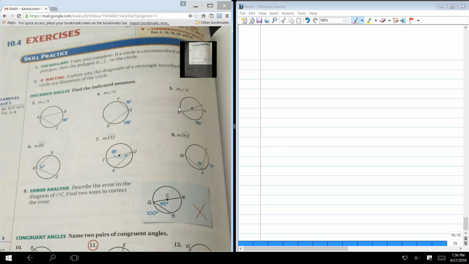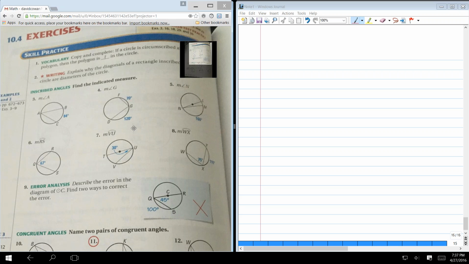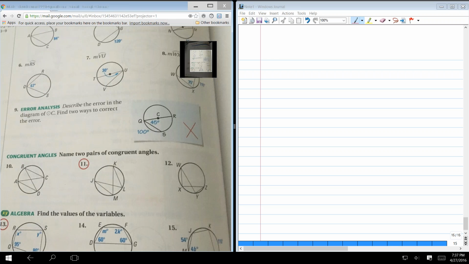You don't need to go all the way to 360. You could just do 180 minus 160, and you get the same answer. You get 20. So the measurement of that arc is 20, and then divide that by 2. What does that make angle N? 10. Correct. Cool.